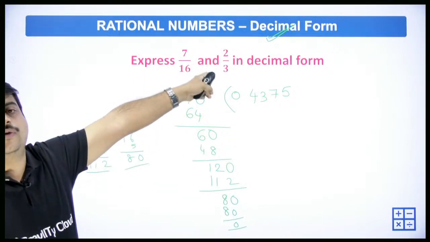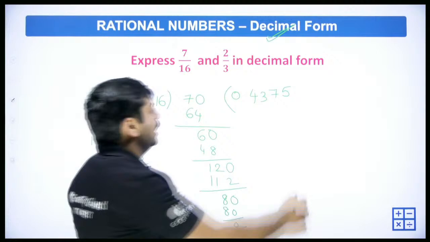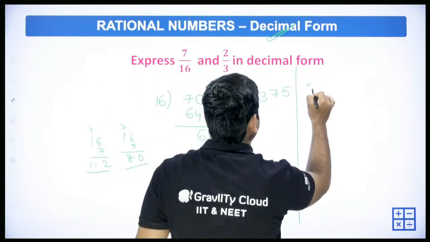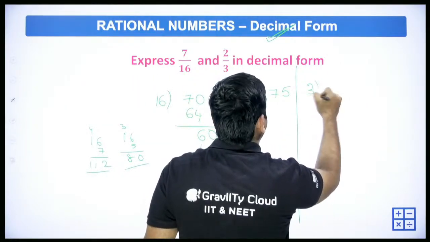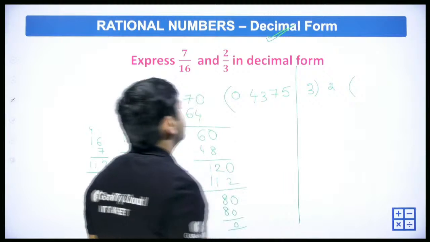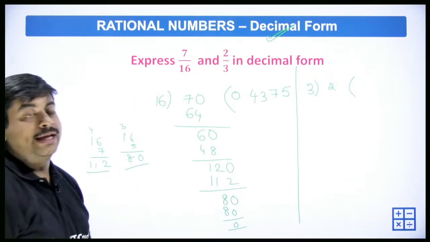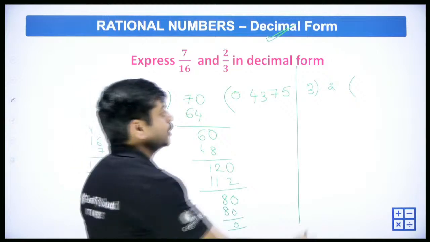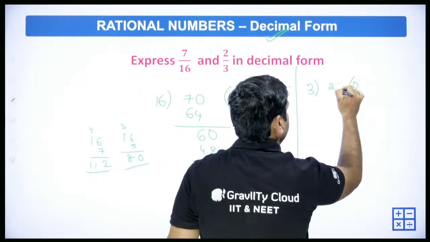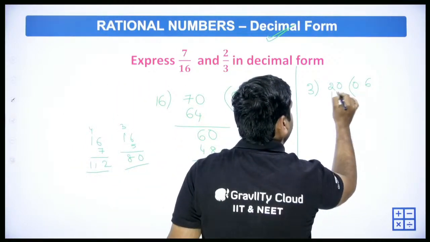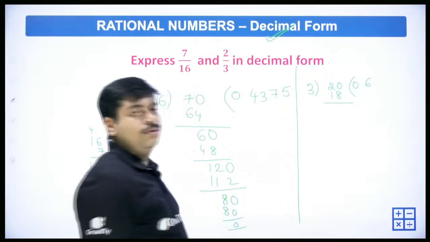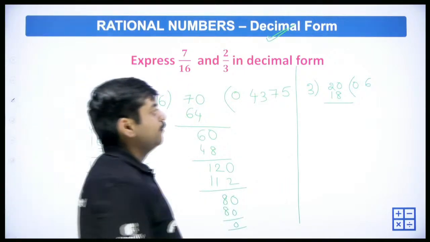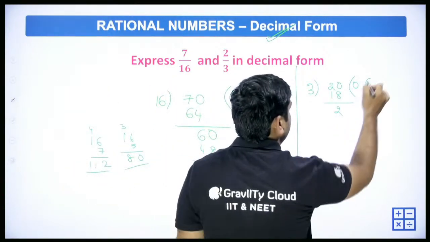Now let's go for 2 by 3. It's a very interesting question. Okay, 3 and 2. Again, you cannot divide. We need to bring one 0. So keep a point here. So 0 here. 3 sixes are 18. So we're left with 2.